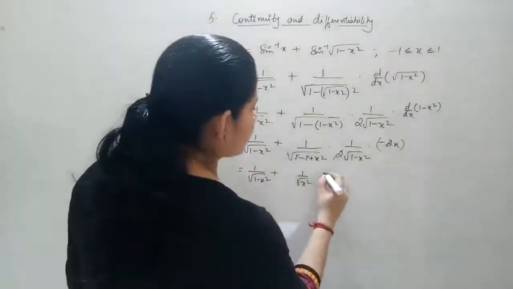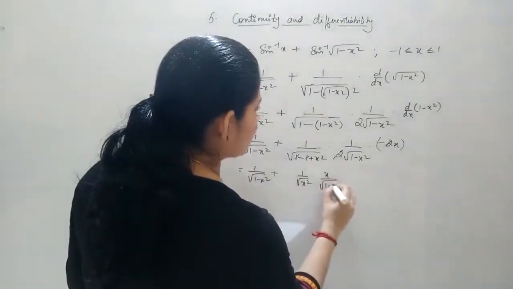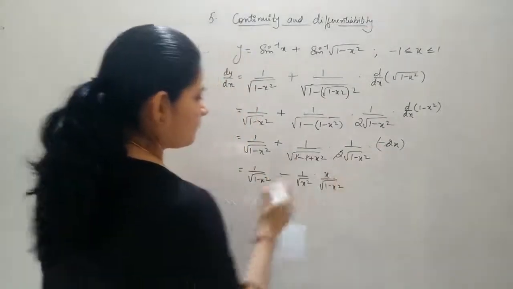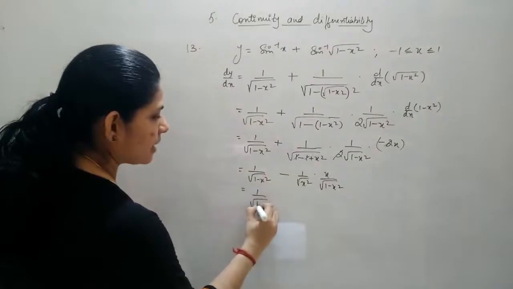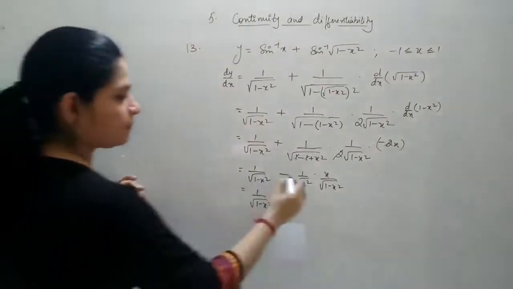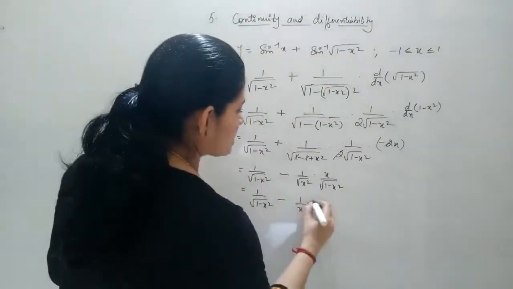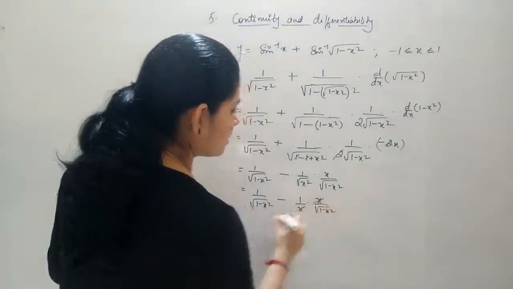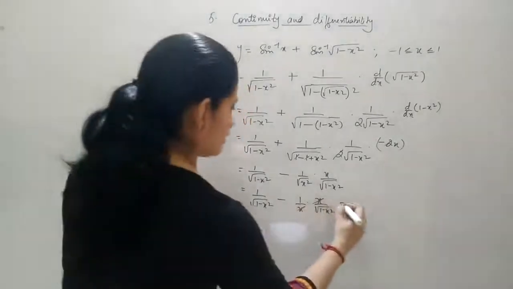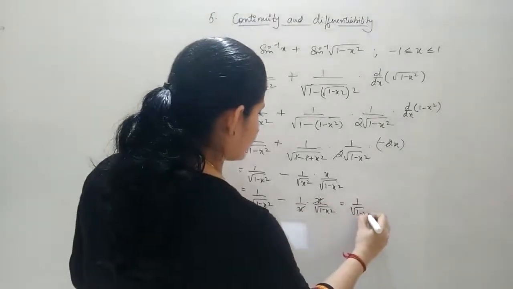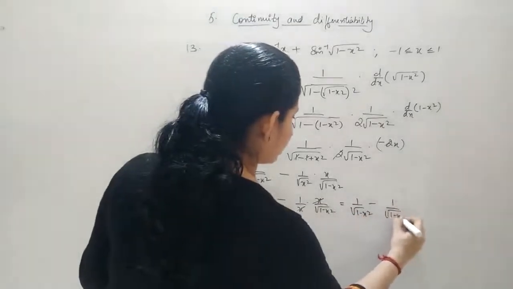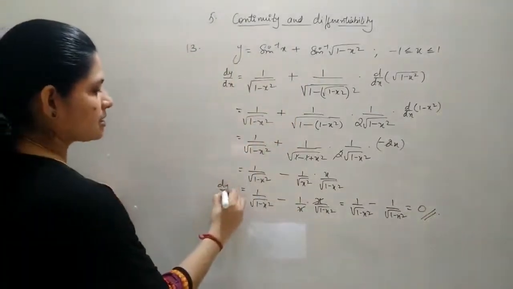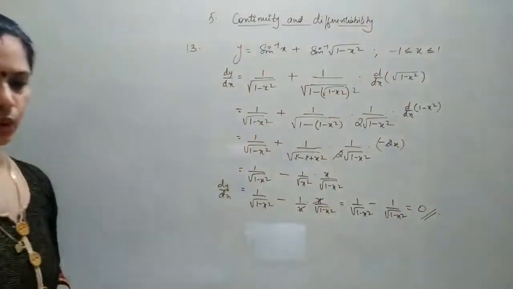Here you have x divided by root of 1 minus x square. A negative sign is there, so minus. Okay. So that is 1 by root of 1 minus x square minus 1 by x into x by, this will become x into root of 1 minus x square. That means what you are getting, 1 by root of 1 minus x square minus 1 by root of 1 minus x square, which is 0. Therefore your dy by dx is 0. Okay.